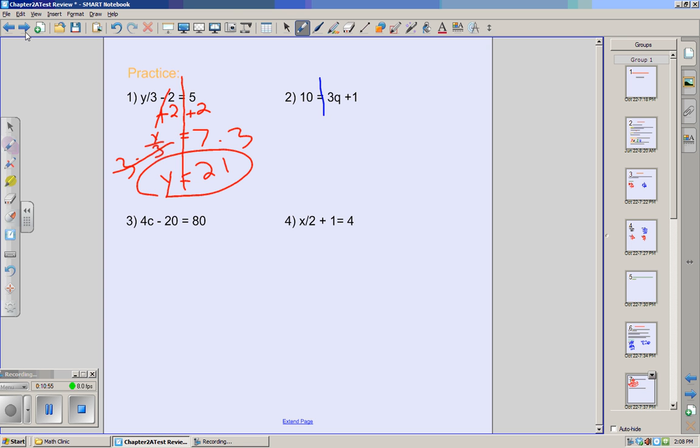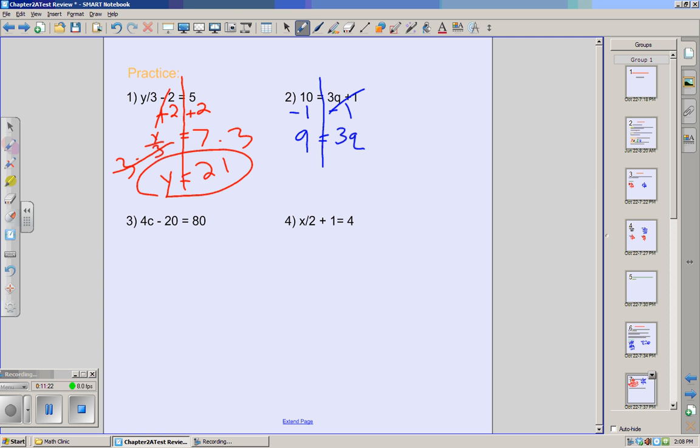For number 2, even though the equation's flipped, my goal is still to get the variable by itself. The variable in this problem is q. The 3 and the q are attached, so I start with the 1. The opposite of plus 1 is minus 1. Minus 1. That leaves me with 3q left on my right-hand side of the equation. 10 minus 1 is 9.